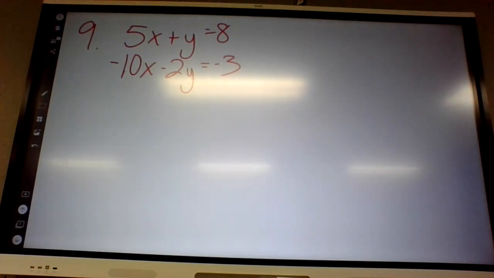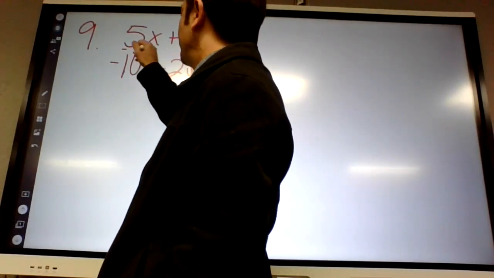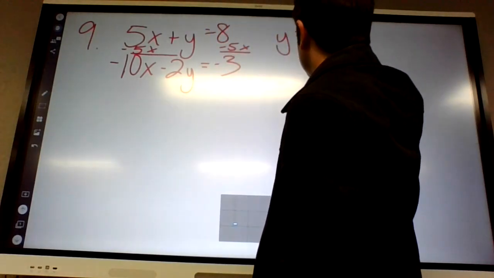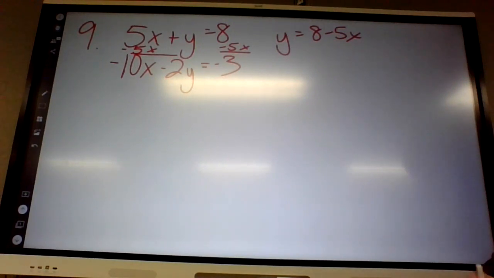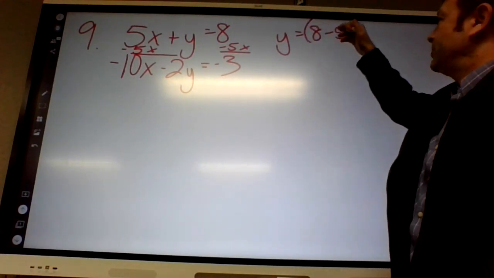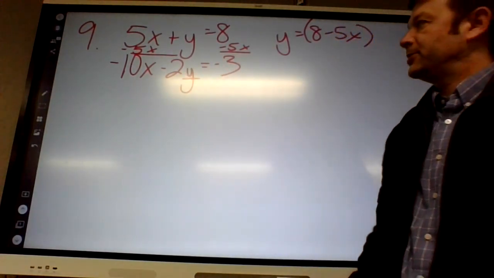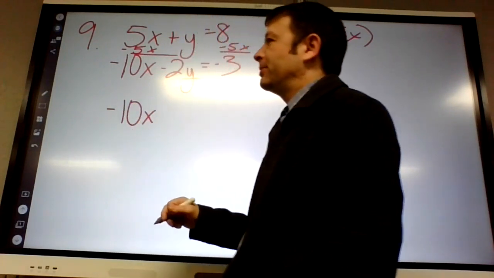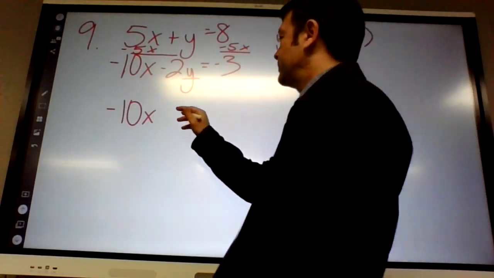All right, if I'm using substitution, what should I do first? Subtract 5x. Get y by itself by subtracting 5x. Okay, so I'm gonna pick 8 minus 5x up and put it in for y, since that's what y is equal to in the other equation. You gotta use the other equation or it won't work. If you put it in the original equation, you'll get something like 0 equals 0 or something not helpful like that.